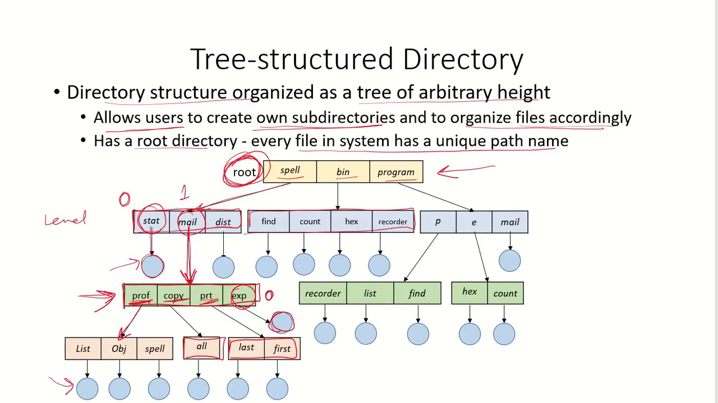So it will start like this. If we want to go to this particular file, then it will be root, then program, then subdirectory E, then subdirectory count. So this will be the absolute path name, which will start at the root level.